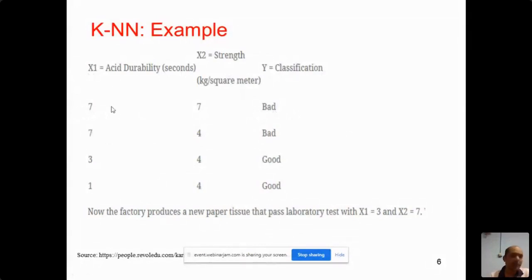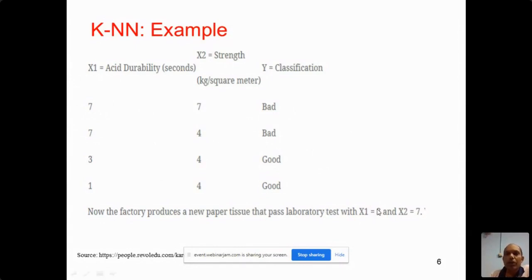X1 is equal to 7 and X2 equal to 4. In that case, you can say this is the bad. Now similarly for the other data point, X1 is 7 and X2 is 4. This is the bad. Now similarly the other data point.